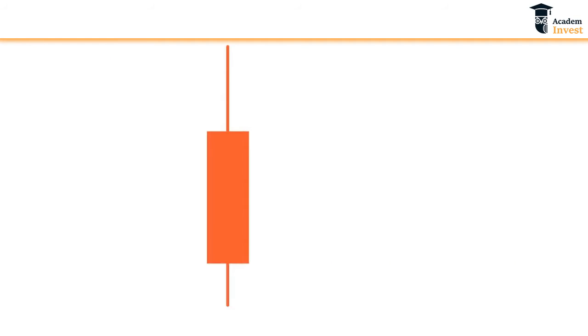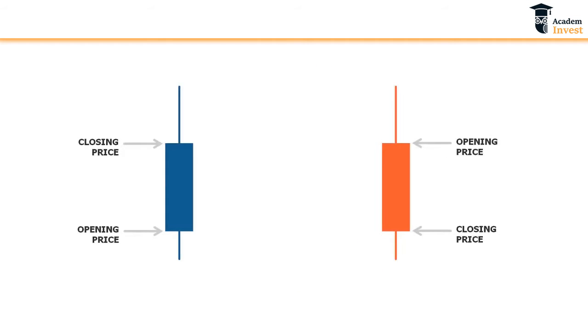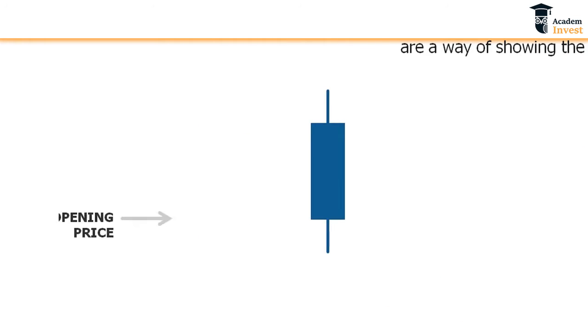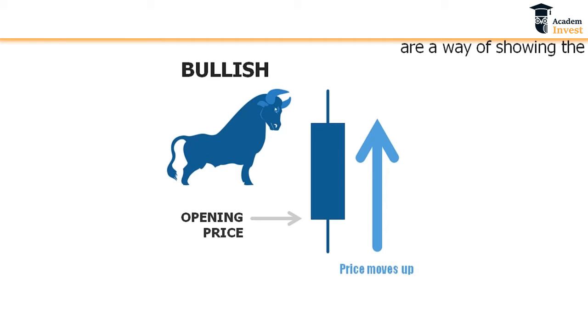An orange candle forms when the price goes down during the formation of the candle. So an orange candle has the opening price at the top of the body and the closing price at the bottom. The wicks show you the highest and lowest price that has been reached during the period of the candle. As you have seen, the color of the candlestick will tell you whether prices have risen or fallen during the period.